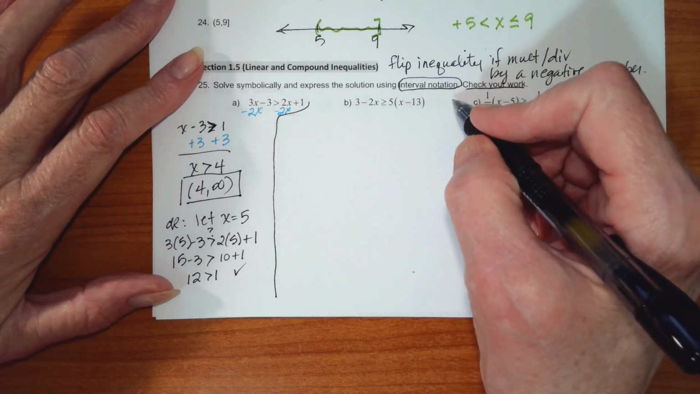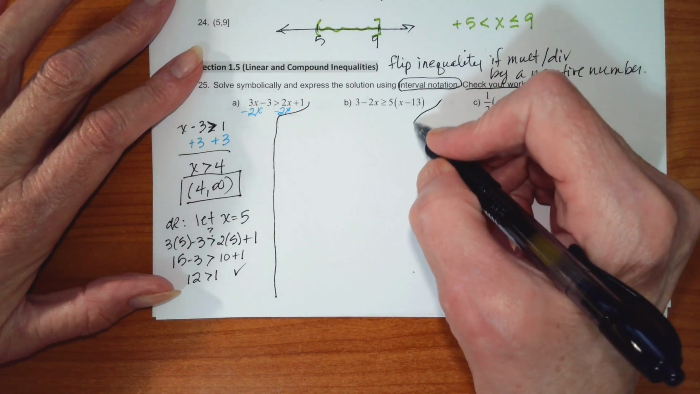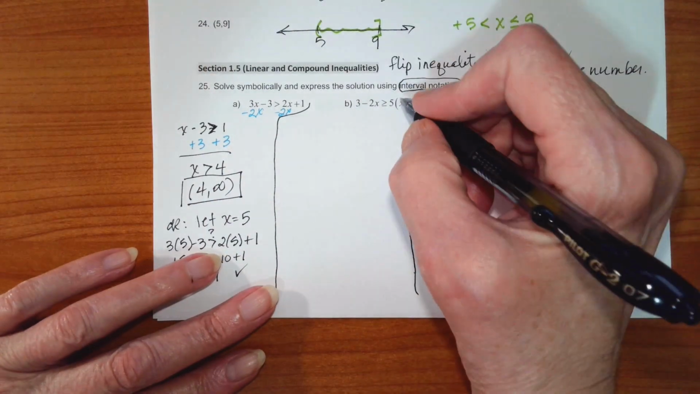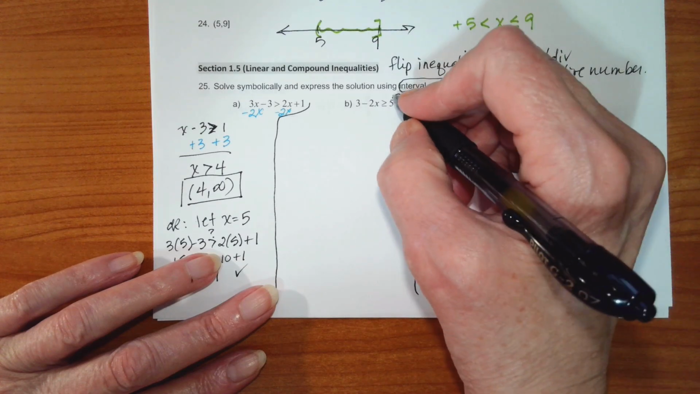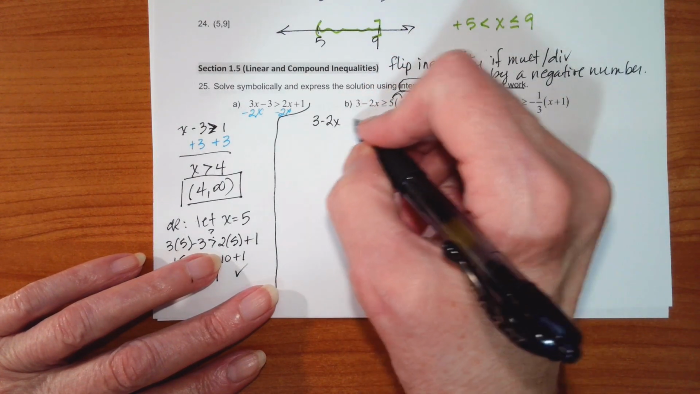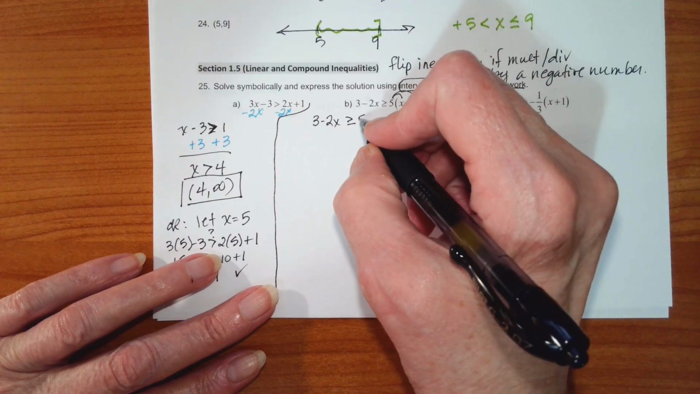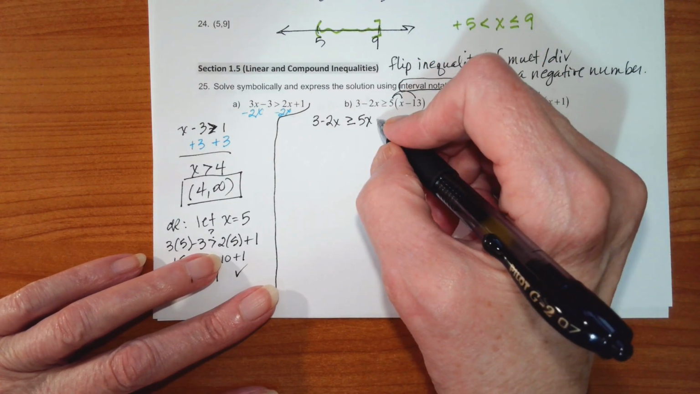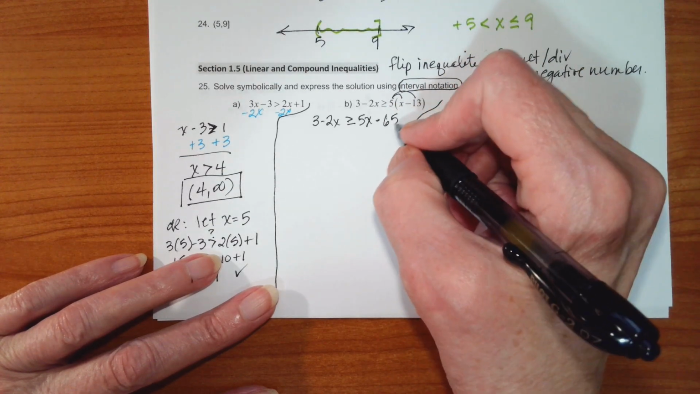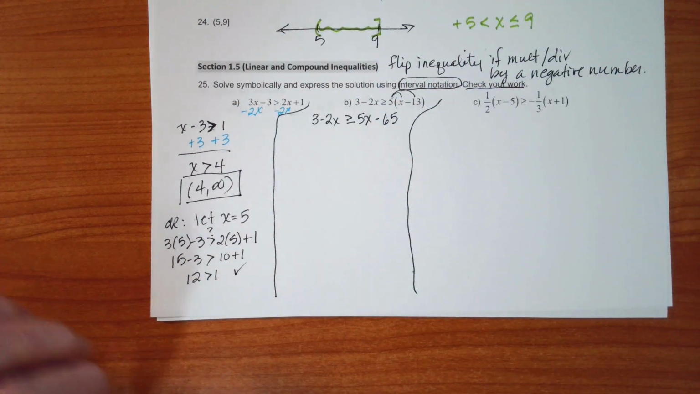Okay, my next one here is kind of the same thing. And again, this one needs a little bit more room. All right, so I think what I'm going to do here first is I will distribute. So that gives me 3 minus 2x is greater than or equal to 5x minus 65. Had to check my arithmetic there real quickly.